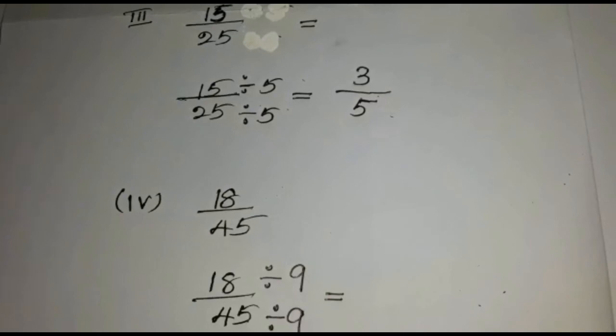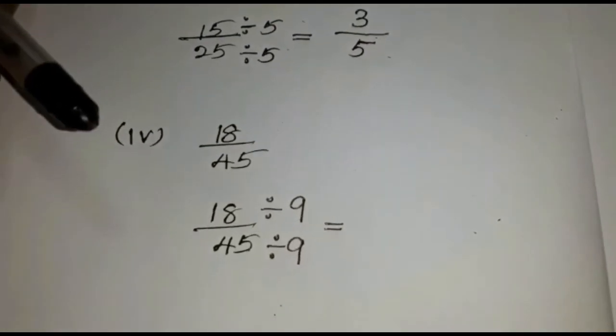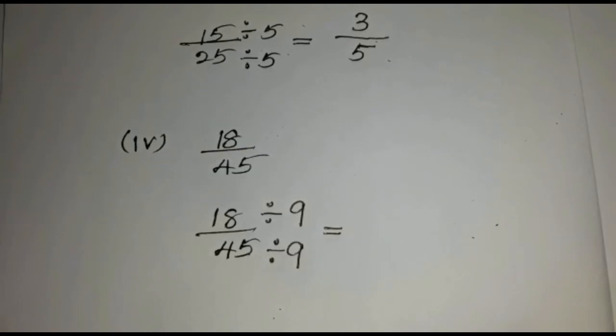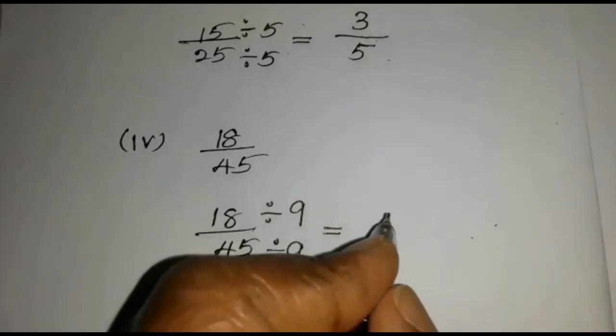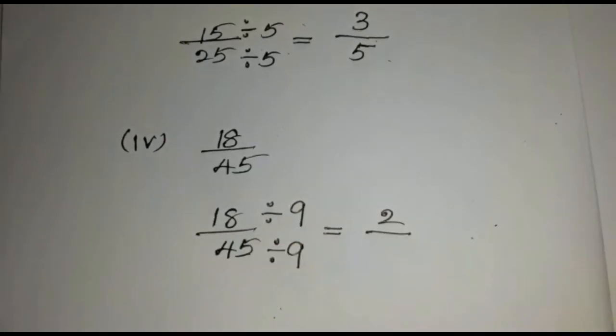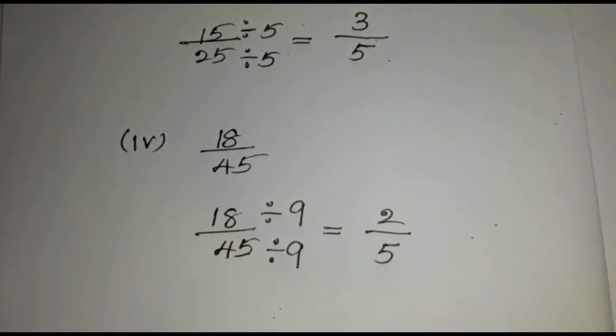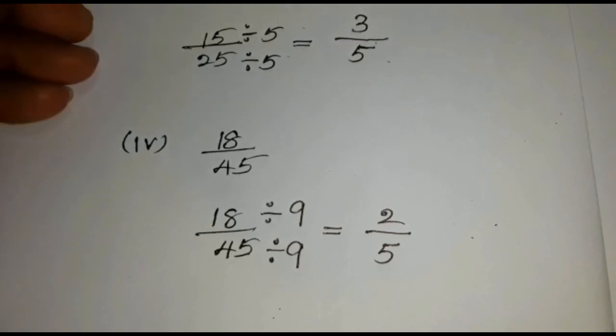Fourth one, 18 over 45, we can divide by 9. 18 divided by 9 equals 2. 45 divided by 9 equals 5. 2 over 5 is the lowest term.